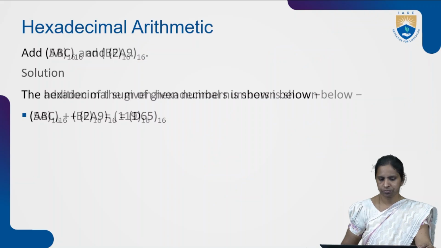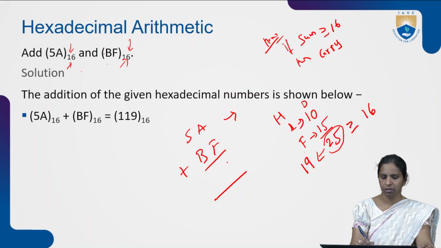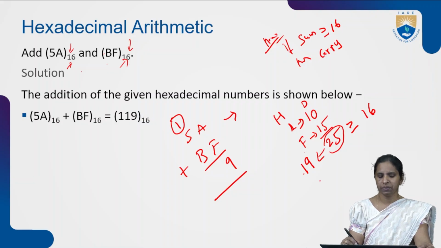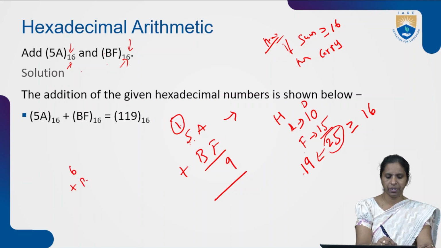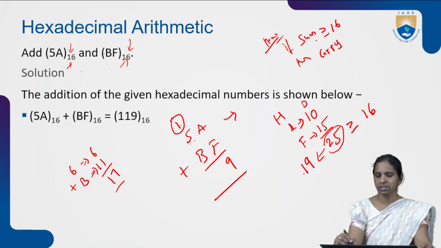Therefore, 25 in the hexadecimal system is 19. So write 9 here and write the carry 1 here. After that, you have to add these three digits. 1 plus 5 is equal to 6. Then 6 plus B, where B is 11, so 11 plus 6 is equal to 17. The sum is greater than or equal to 16, so definitely you are going to get the carry.